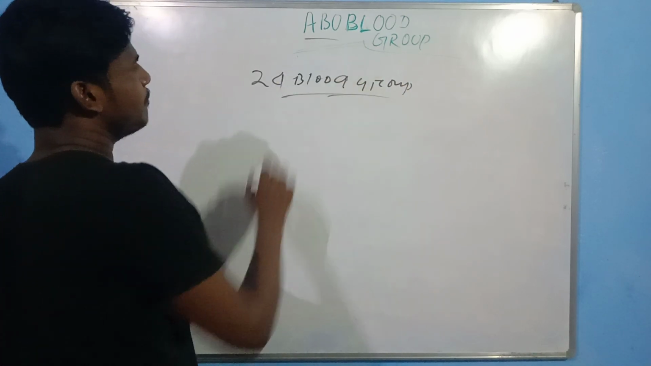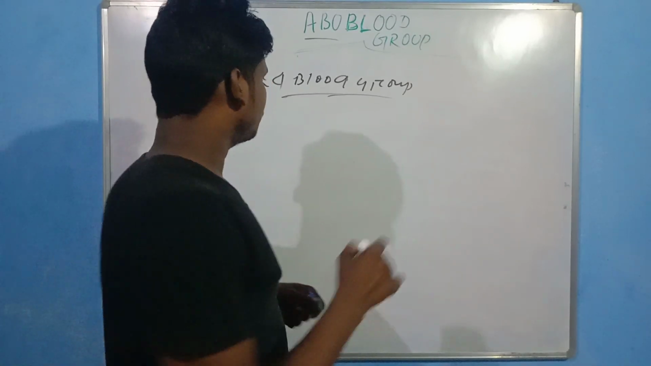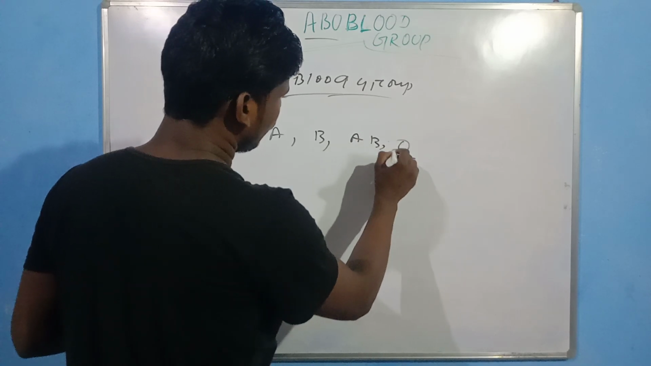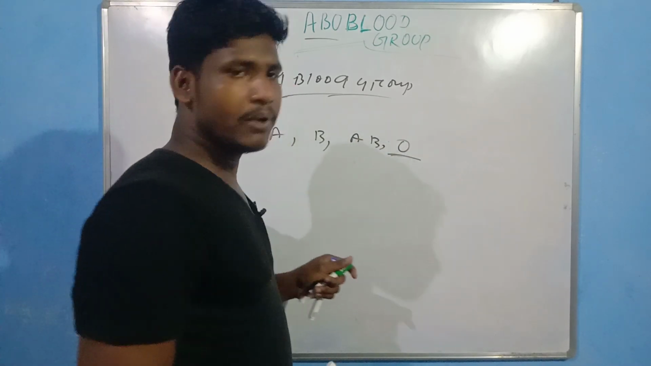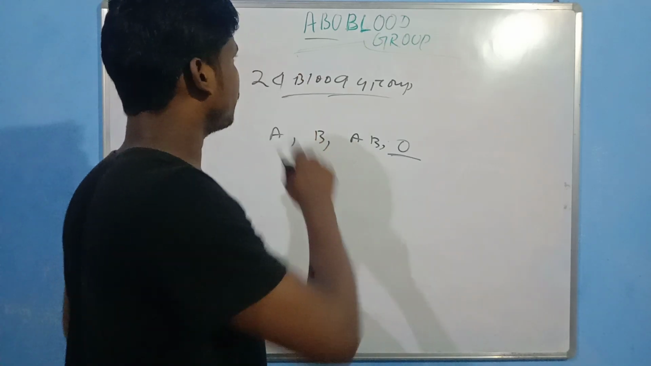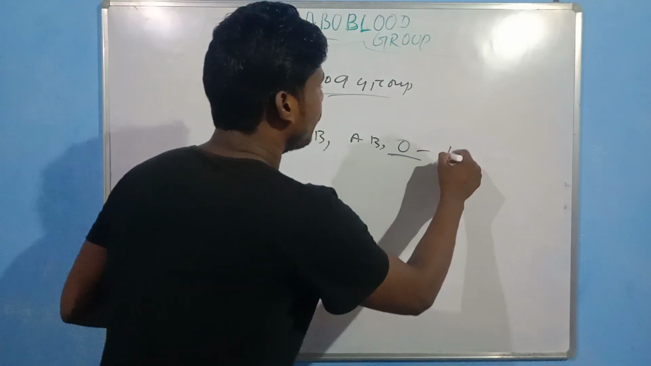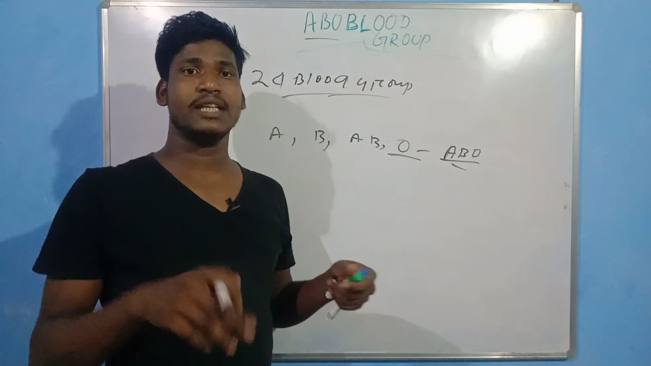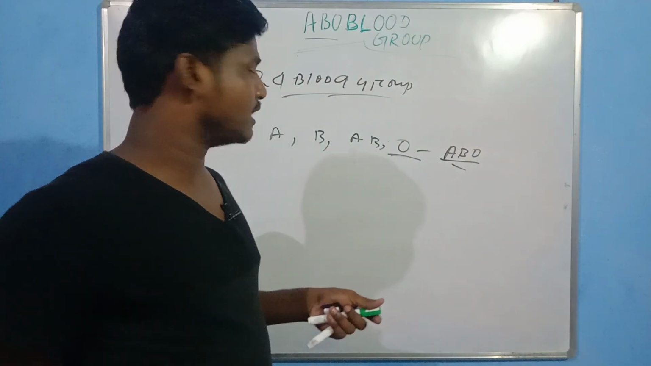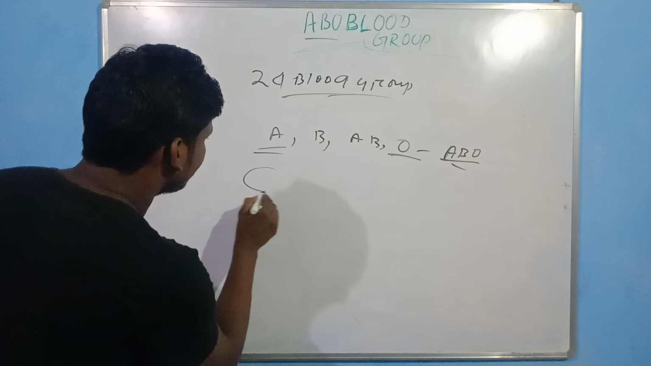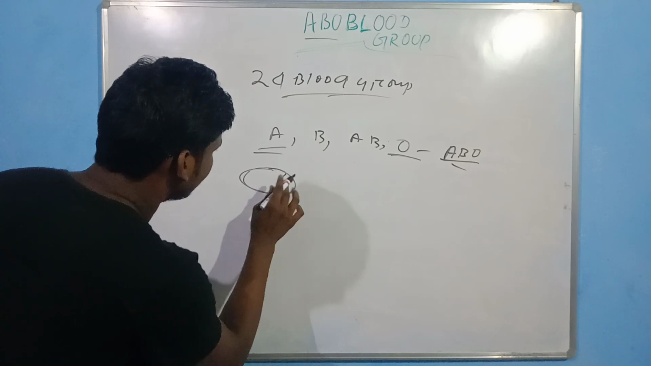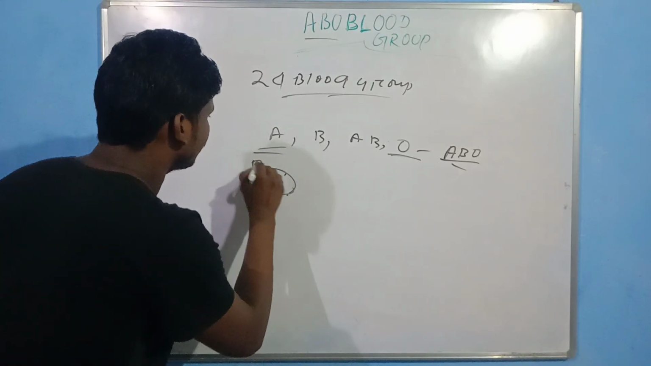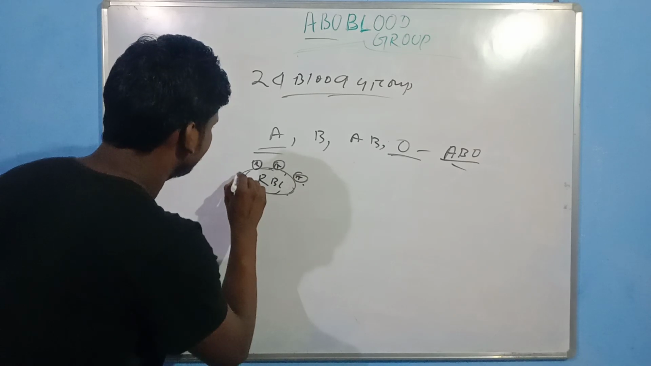The ABO blood group includes A blood group, B blood group, AB blood group and O blood group. This classification is based on the ABO antigens, which are present on the plasma membrane of the RBC. In the A blood group, the A antigen is present on the RBC.